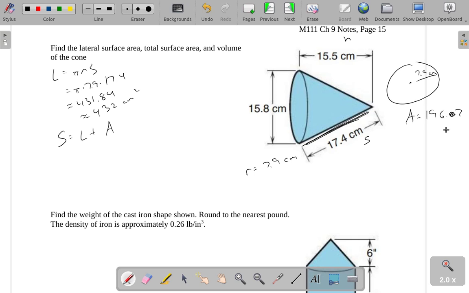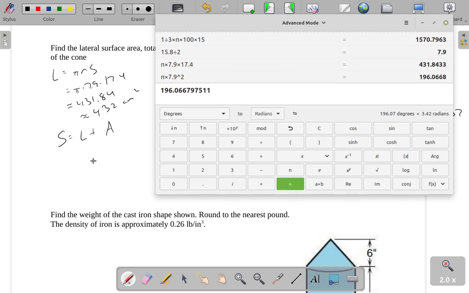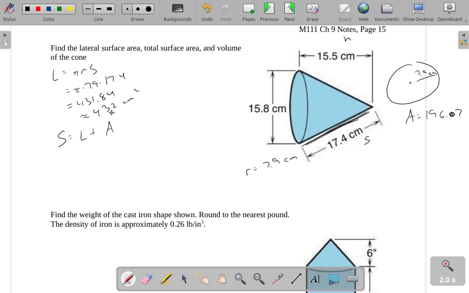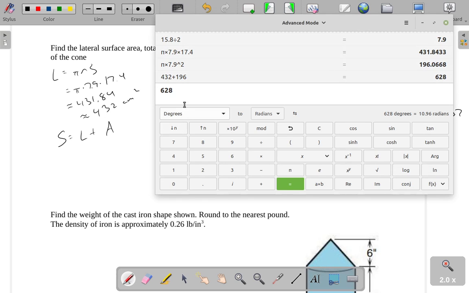So, adding these together, 432 plus 196. This is going to be rounded. If I'm rounding this one to 3 significant digits and that one to 3 significant digits, the 0.07 is going to go away. I end up with 628 square centimeters.